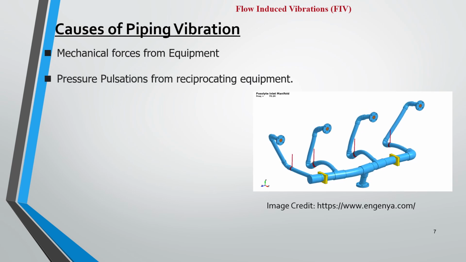Second cause will be pressure pulsations from reciprocating equipment. So there will be centrifugal and reciprocating compressors, reciprocating pumps, where there will be huge pressure fluctuations during their operation. So it can also cause a pipe or piping system to vibrate.